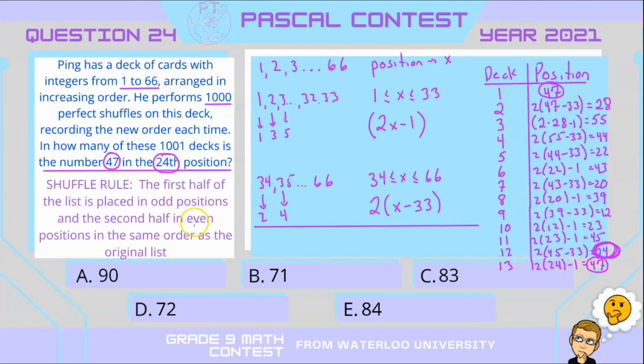Well, 12 shuffles can go into 1,000 83 times. So if we perform 12 shuffles 83 times, that's a total of 996 shuffles. There would still be 4 more after that, but you can see in the next 4, we don't reach 24. So we do this whole rotation of 12 shuffles 83 times in 1,000 shuffles. That means we end up in position 24 83 times, or our answer is C.